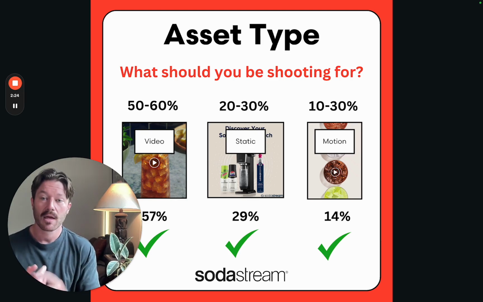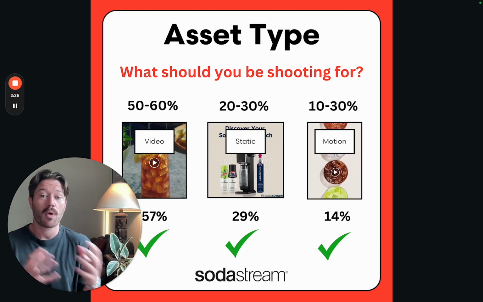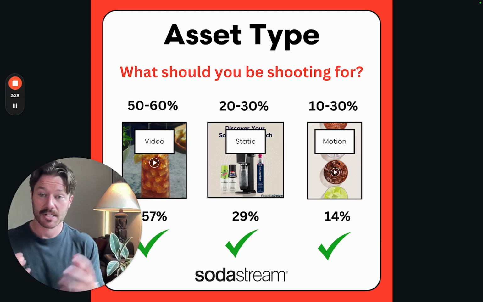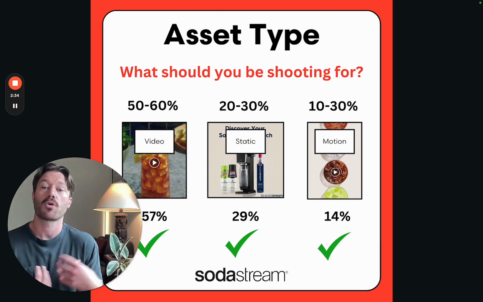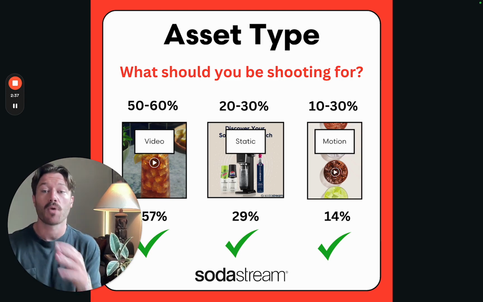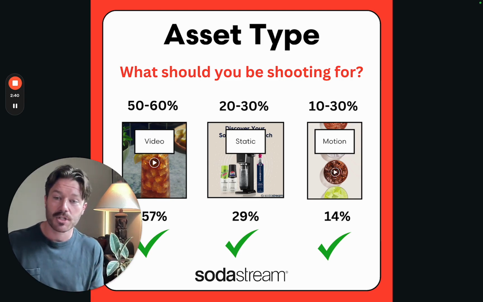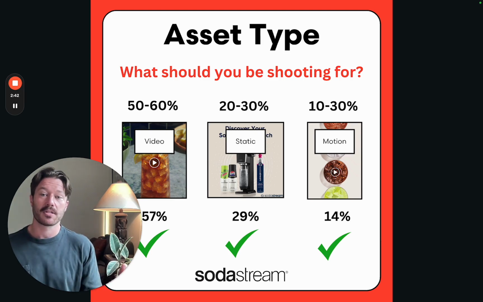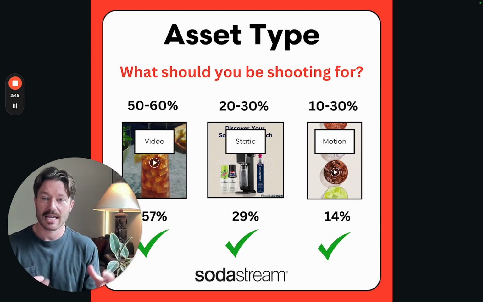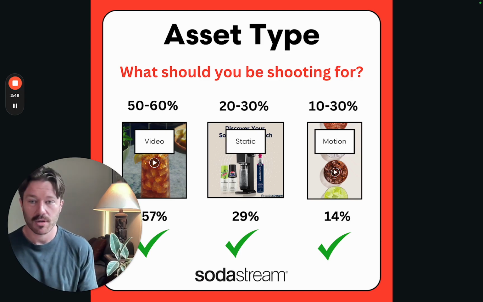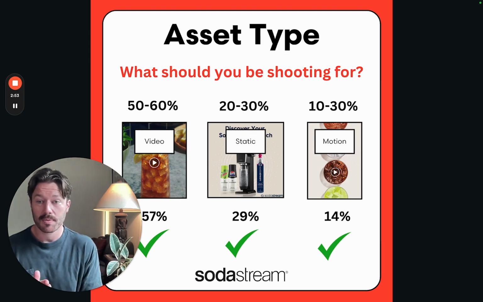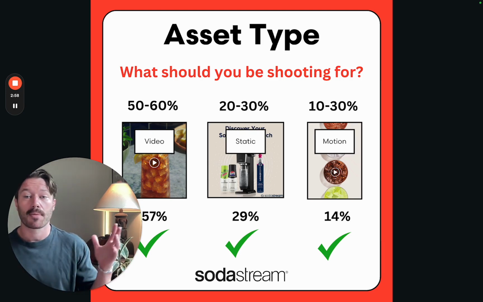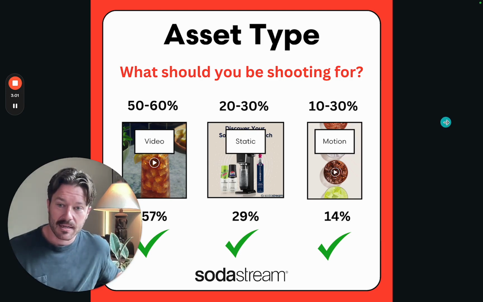Getting into why those four variables are important to the overall health of your account, we'll start with asset type. Asset types are important because this is what Meta looks at to place your assets. Some customers engage more with video. Some customers engage more with static. Some customers engage more with motion. If you only have video, only static, or only motion, you're limiting your placement options in front of these potential customers. So having a mix is recommended. And what should you be shooting for? We typically recommend a mix of 50 to 60% video, 20 to 30% static, and 10 to 30% motion, which you can see SodaStream does a great job of, and that's why they got an A for asset type.